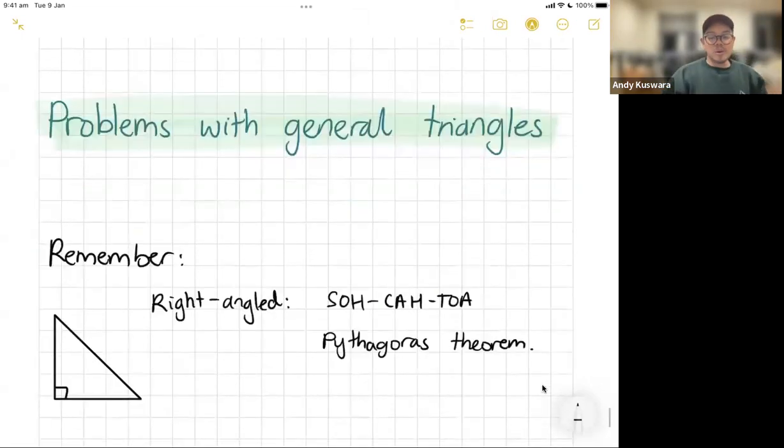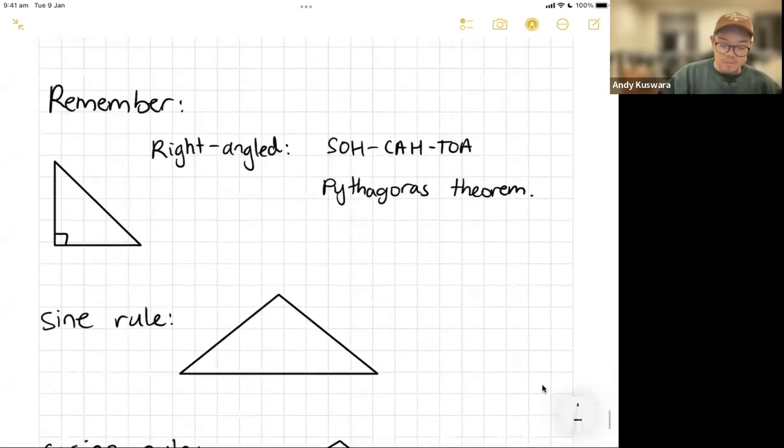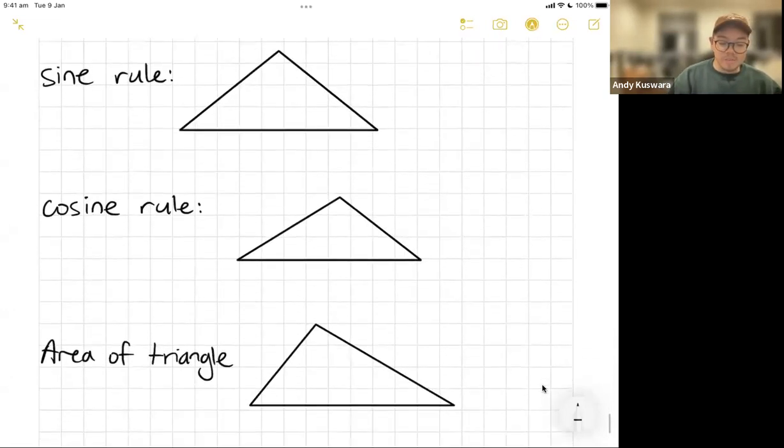Okay, so let's remember a couple things. If you are working with any right angled triangle, your options are SOH CAH TOA or the Pythagoras theorem. Those are your two options. If you see a right angled triangle, I want you to figure out, can I use SOH CAH TOA? Can I use Pythagoras theorem? That's your helpful start. For all your other triangles, where you have non-right angled trig, it's either going to be sine rule, cosine rule, or area of a triangle.